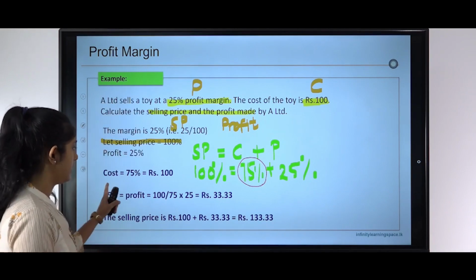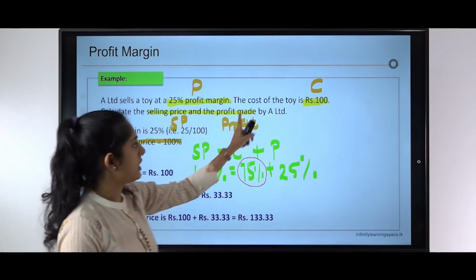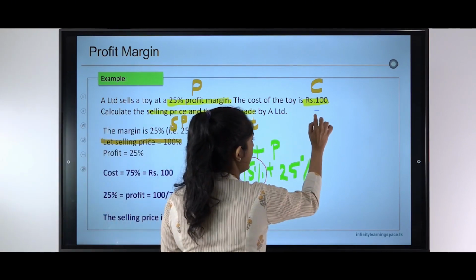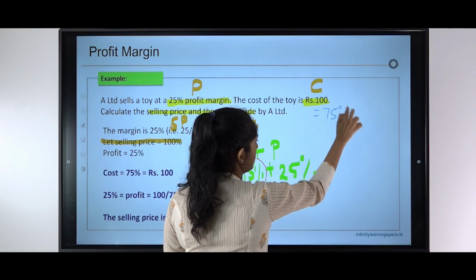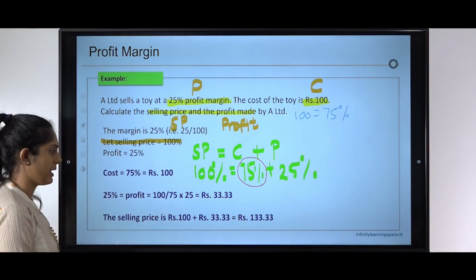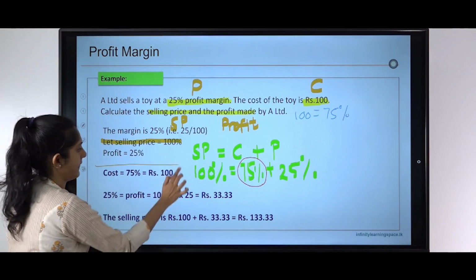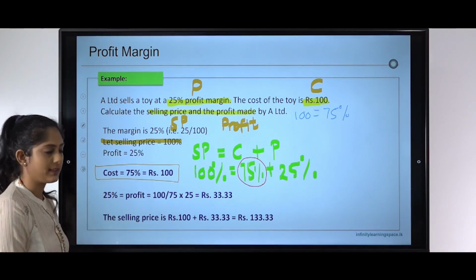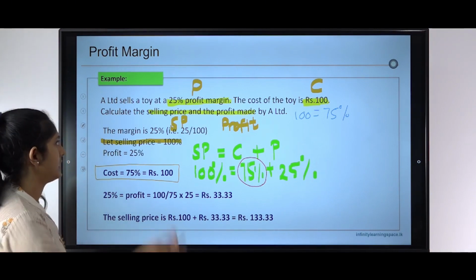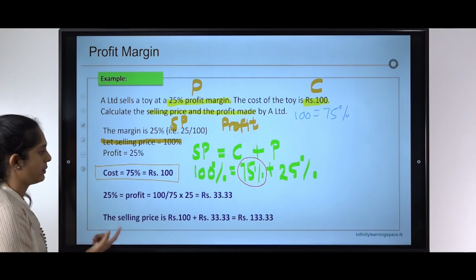Now, like we said, cost is 75%. They said the cost of the toy is 100 rupees. So that means 100 rupees is equal to 75%. Right? That 100 rupees is equal to 75%. So that's what I have mentioned here. That the 100 rupees is equal to 75%. So if 100 rupees is equal to 75%, what do we need to calculate? Selling price and the profit.